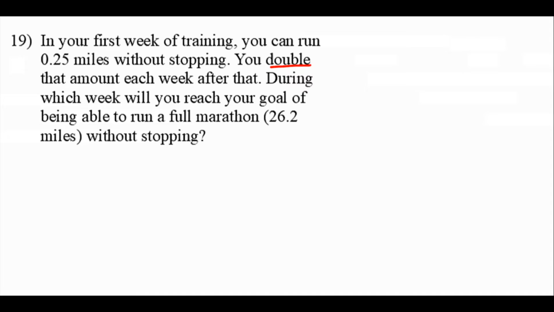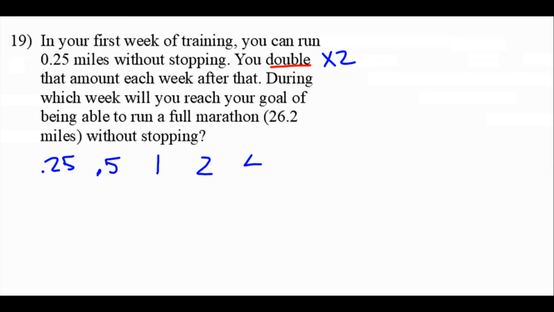All right, this problem is actually easier than you might think because I'm just going to list out the terms. I know we start at 0.25 miles on that first week, and it says we double that amount each week after that. So let's just multiply times 2, right? Double it. So times 2 is 0.5. That's the second week. And then double that, 1. That's the third week. Keep doubling it.